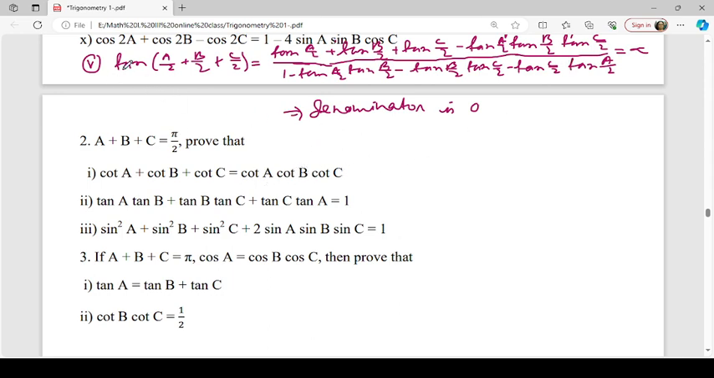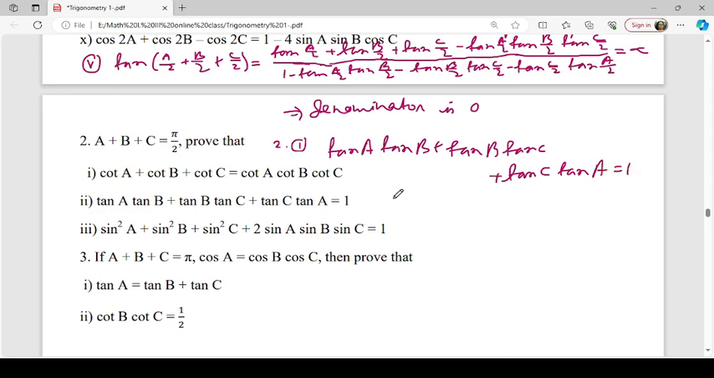So like this, what you can write here, number 2. So this implies, because tan of (a plus b plus c) equals tan pi by 2, which is 1, this implies tan A tan B plus tan B tan C plus tan C tan A is equal to 1. Then we divide both sides by tan A tan B tan C.